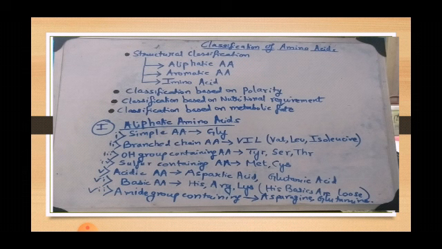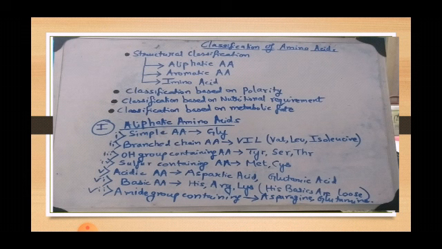Now firstly we come to structural classification. Based on structure, we can have 3 kinds of amino acids. One is aliphatic amino acid, second aromatic amino acid, third one is imino acid. So we are talking about aliphatic amino acids first. Again, this aliphatic amino acid can be of different types. First, simple amino acid; second, branched chain amino acid; third, OH group containing amino acid; 4th type, sulfur containing amino acid; 5th type, acidic amino acid; 6th type, basic amino acid; 7th type, amide group containing amino acid.